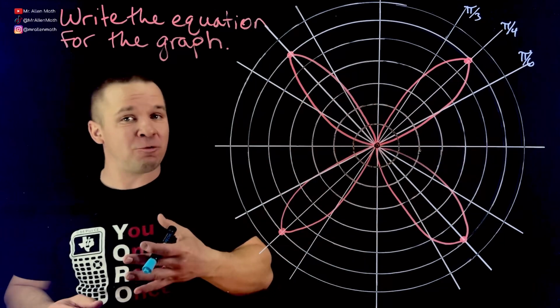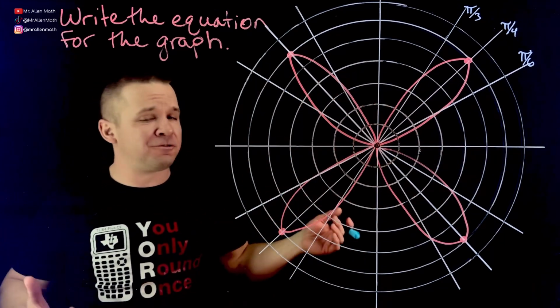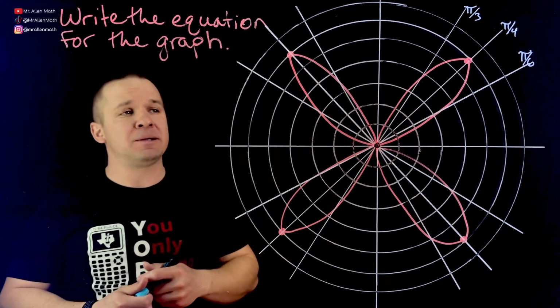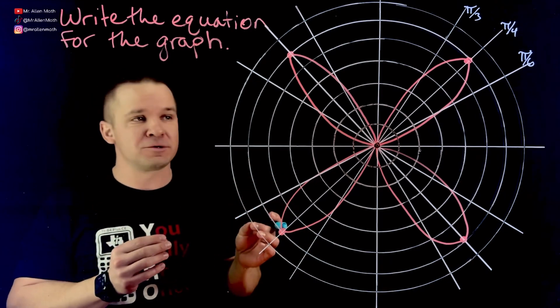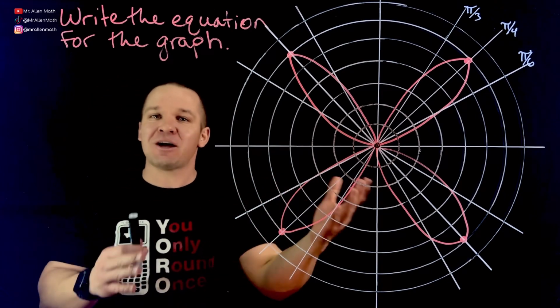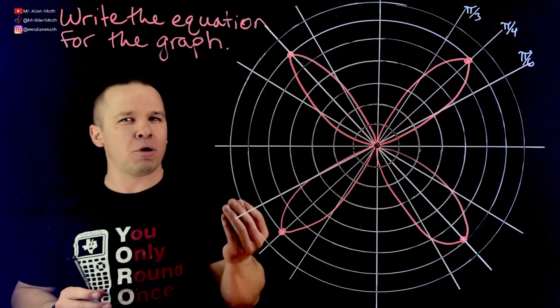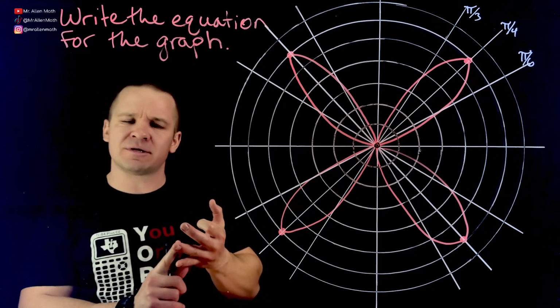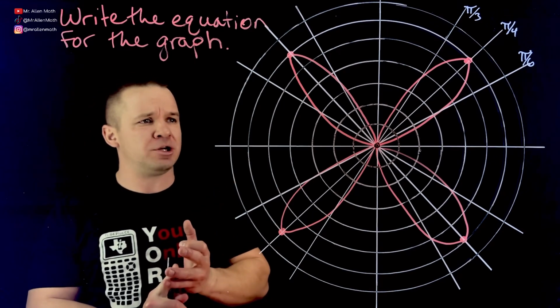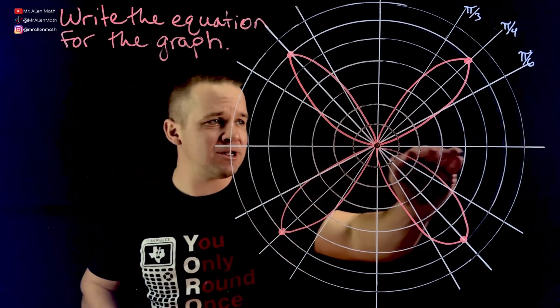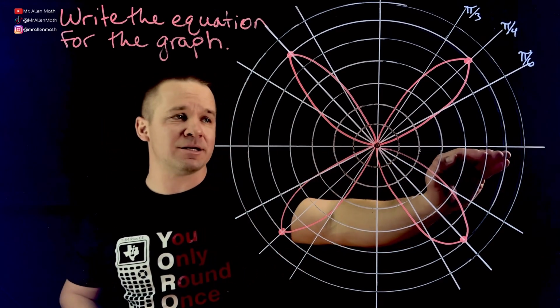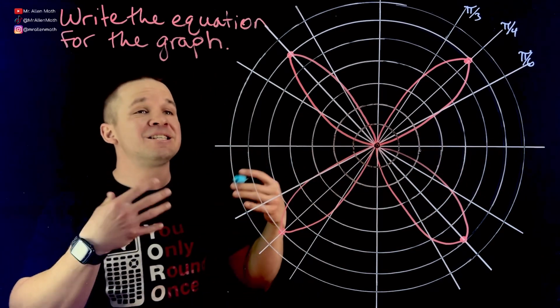For this one, we are given the graph and asked to write the equation rather than the other way around. So first things first, what type of graph am I dealing with? This is a rose, right? There's not a whole lot to think about there. It's definitely a rose, but more importantly, am I going to be dealing with sine or cosine for this particular equation? Well, cosine always starts at 0 on that x-axis, so this one's definitely going to be sine.